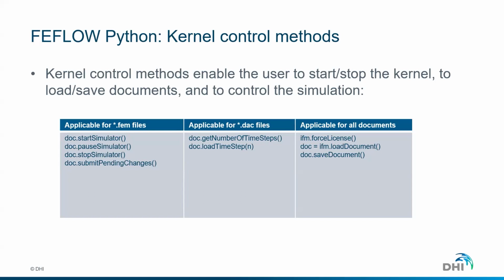If you already have a result file, a DAC file, then you would be able to get how many time steps you have, and you will also be able to load specific time steps. So if you know how many time steps you have and at what times you calculate, you can ask FEFLOW, give me the results at the time step corresponding to 120 days. And for both documents, you can control licenses, open the document, save the document, as you like. So those are our generic methods.